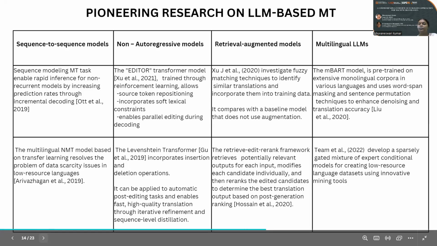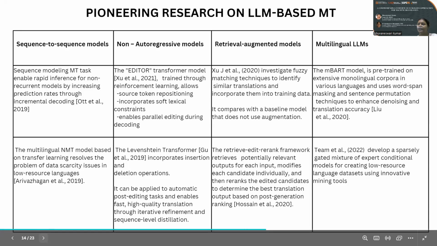Then the Levenshtein transformer applies iterative refinement and sequence level distillation to automatic post-editing tasks for high quality translations. In retrieval-augmented models, it tries to identify similar translations and then incorporate them into the training data. So it uses fuzzy matching techniques to identify those similar translations, and then it is compared with the baseline model.